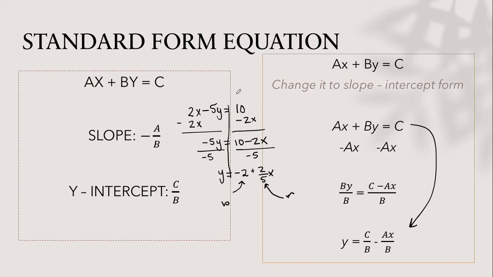Until you get comfortable again, I would rather you change standard form to slope-intercept form just to make sure, right? And I can always graph this on Desmos, only if it's in slope-intercept form. I cannot graph it when Desmos is in test mode. I cannot graph it in standard form.